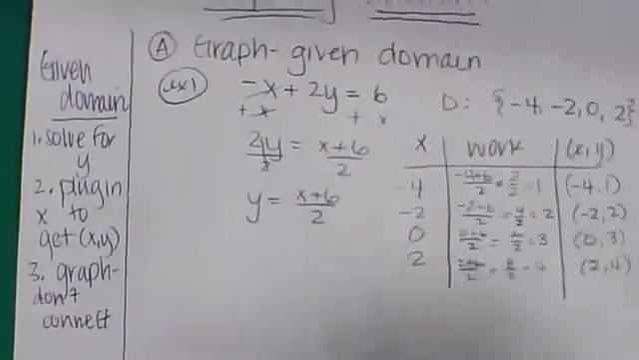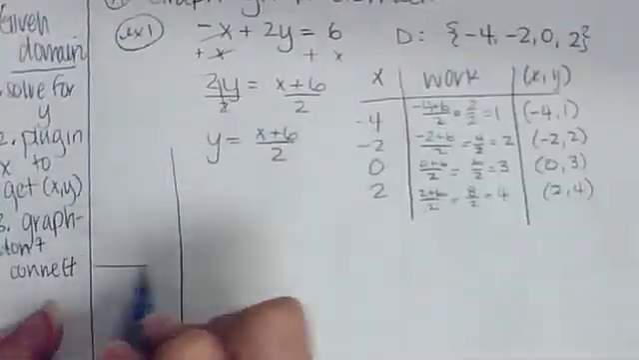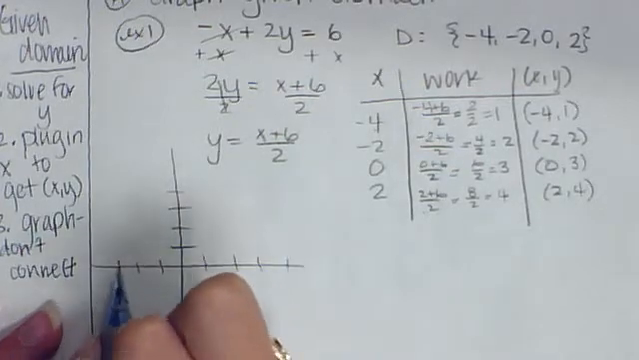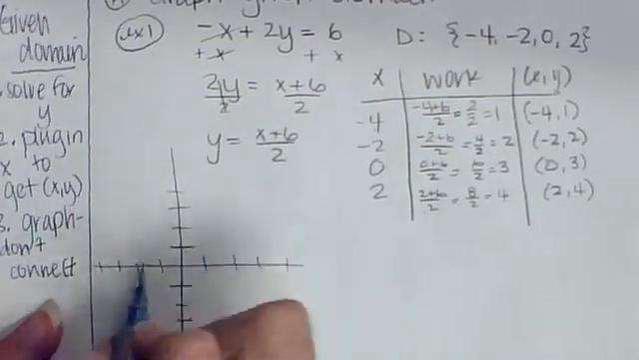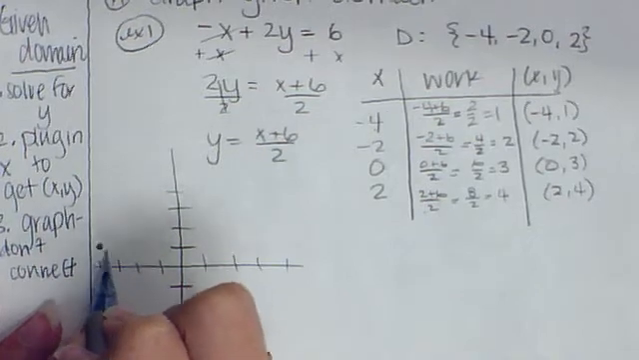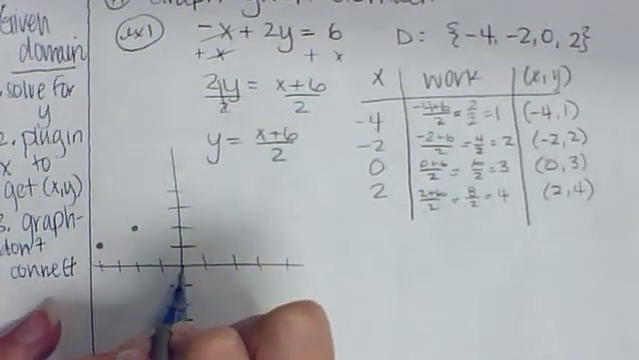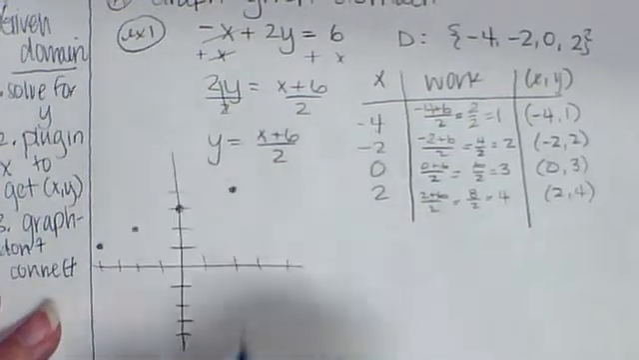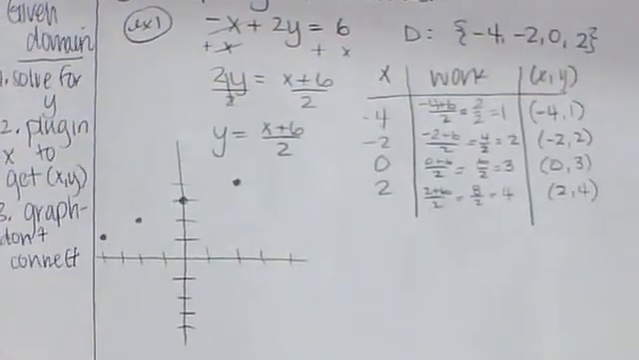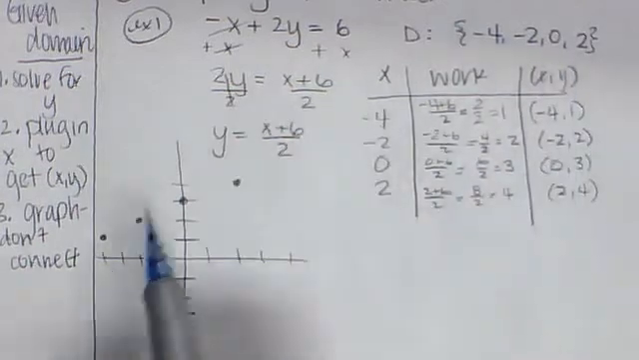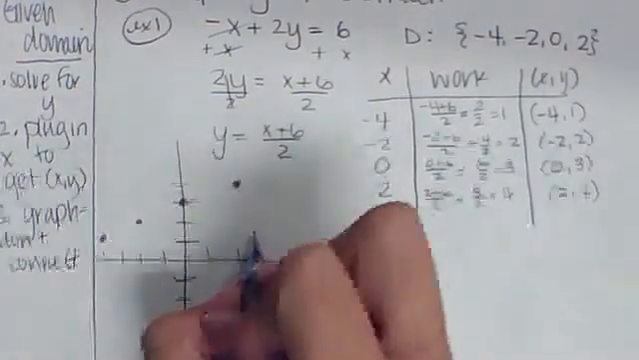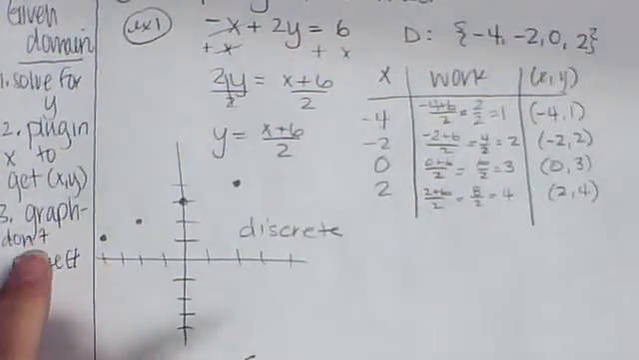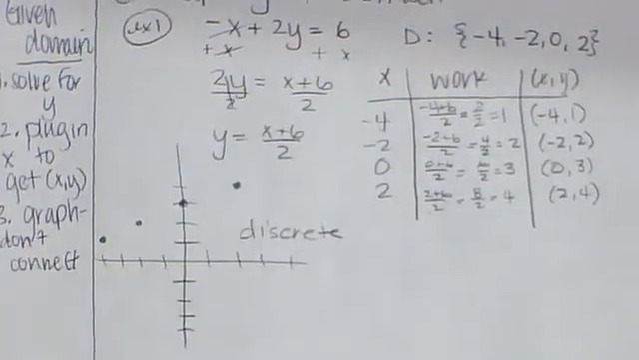Now, I've got 4 points. I'm going to make a graph here. Looks like if I go 4 each way, that should be enough. And I'm going to graph my points: negative 4, 1; negative 2, 2; 0, 3; and 2, 4. And you'll notice that I'm not connecting my points here because my domain is specific, my range is also specific, and so this graph is discrete. That was step 3, graph and don't connect, which is what we've done here.